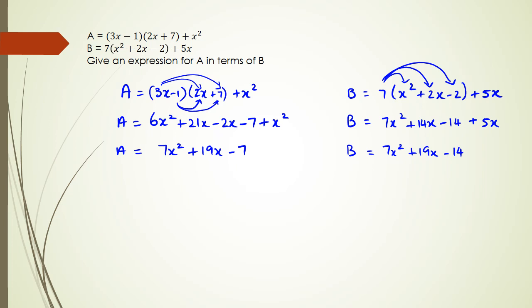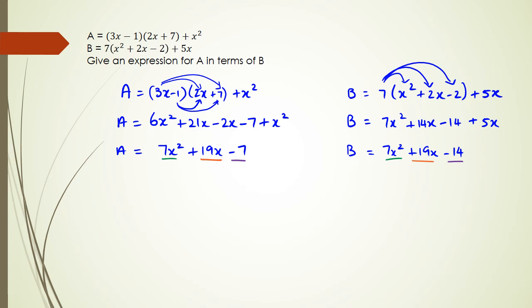So I'm going to have a look at a. a right now has 7x squared. b also has 7x squared, so I don't really need to worry about that much. The next thing is a has 19x. b also has 19x, so we don't need to mess around with that either. But when I get to the constant by itself, on this side I've got negative 7, but I've got negative 14 where b is.